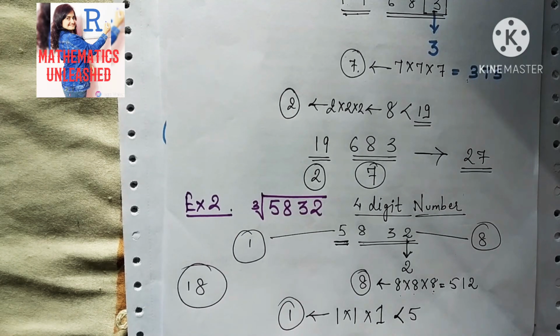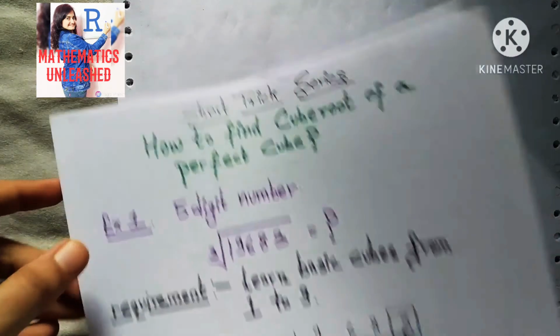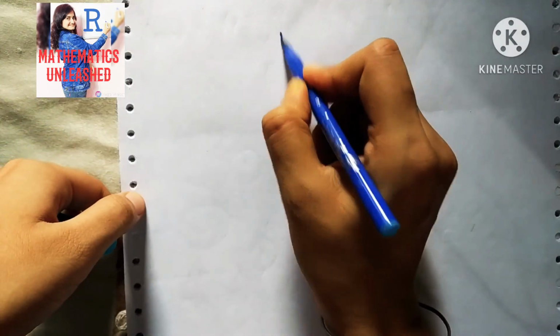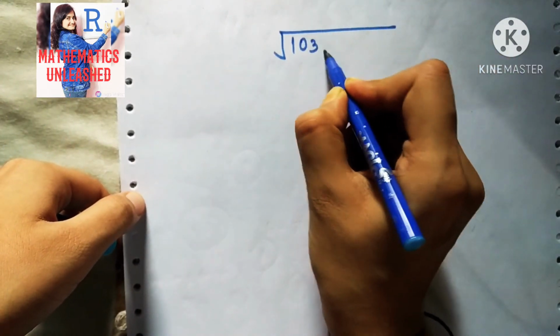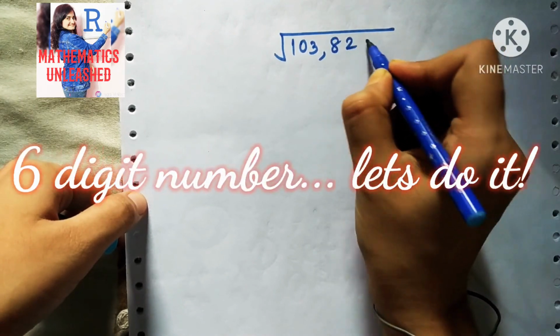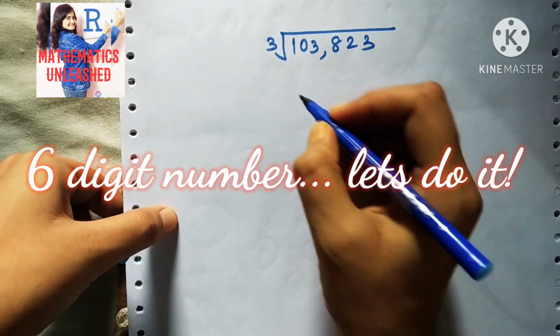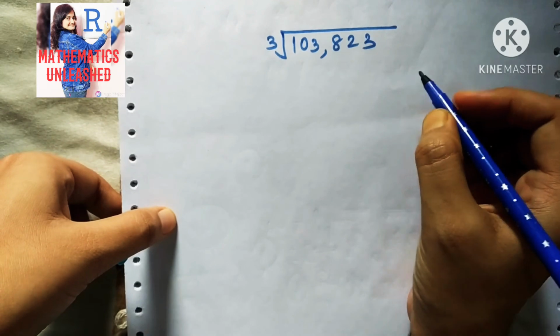If it is a 6-digit number, I can show you how we can do it in a fast way. So let us take a 6-digit number. I'll show you how we can find it very fast.